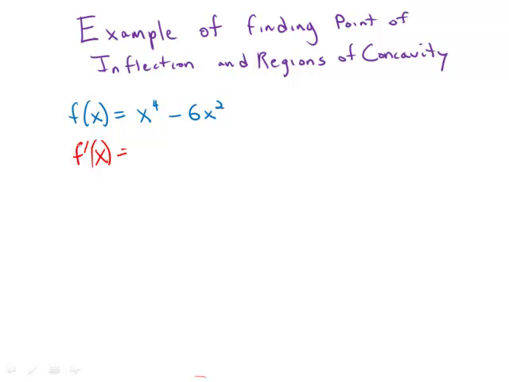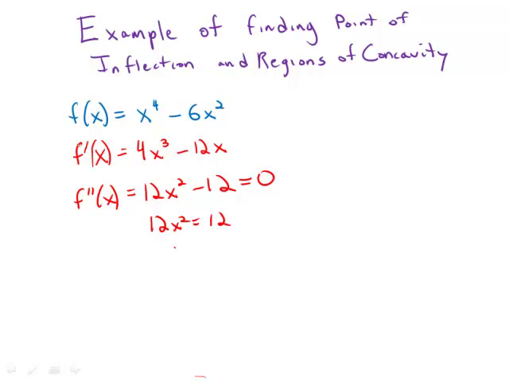So the first derivative would be 4x cubed minus 12x. That's the first derivative. Now the second derivative is 12x squared minus 12. So set this equal to 0 to find a point of inflection. 12x squared equals 12, x squared equals 1, x equals plus or minus 1. And so it means that the function has points of inflection at plus or minus 1.